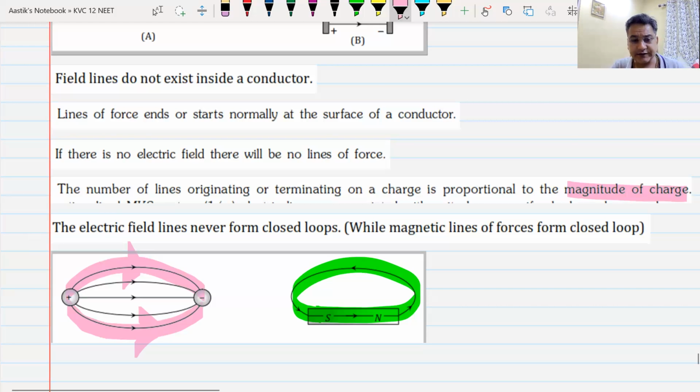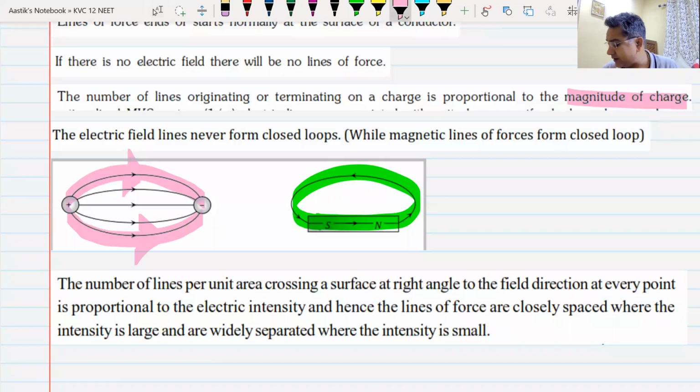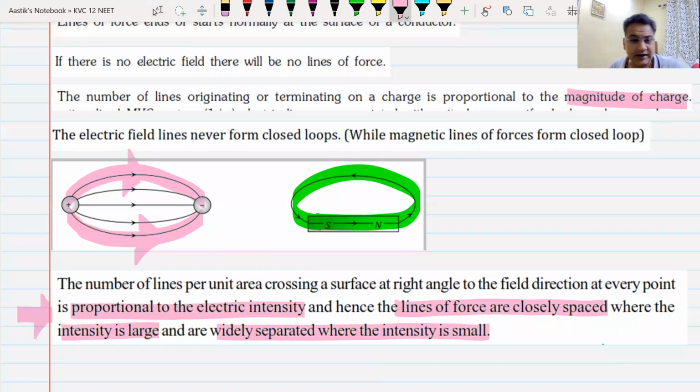Then comes the next point. The number of field lines crossing a surface is directly proportional to the electric field intensity. If the electric field lines are very close, very dense, you just have to understand, if the field lines are closely spaced, the electric field will be more, and when they are widely spread, the intensity would be less. Do we understand this? Yes, sir.